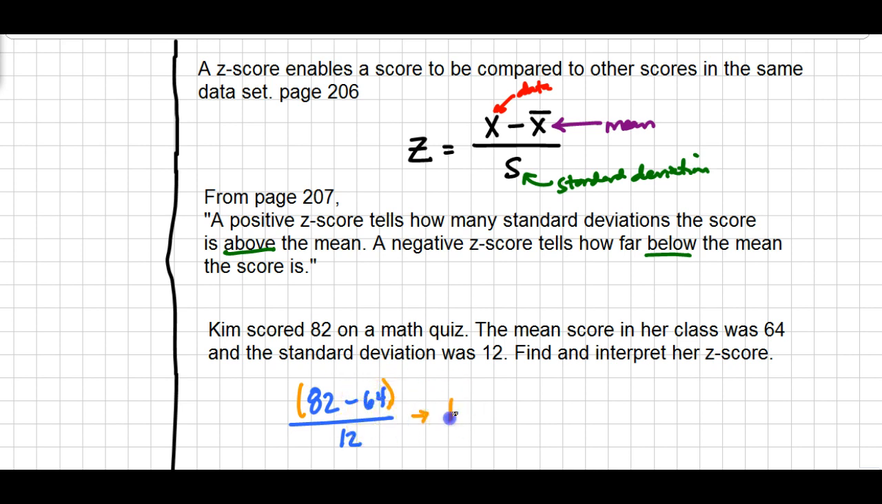When you do that, you end up with a 1.5. So that means she scored 1.5 standard deviations above the mean. So she did very well on this quiz. Now we already knew that. We could tell that an 82 was well above the average, but now it gives you a more quantitative value to put to it to say that she scored 1.5 standard deviations above the mean.